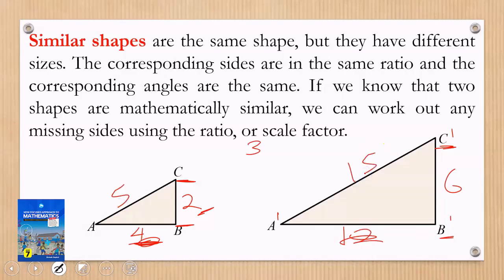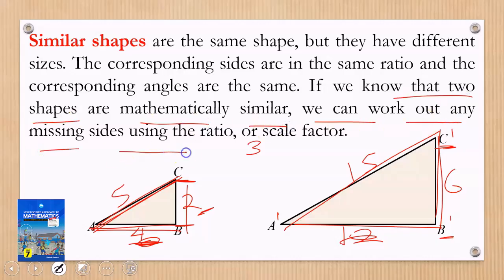So you see that the corresponding distances here are in proportion. Corresponding distances here are in proportion. Corresponding distances here are in proportion. So that makes it similar. If we know that two shapes are mathematically similar, we can work out any missing side using ratio and scale factors.